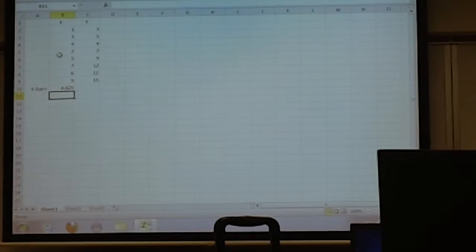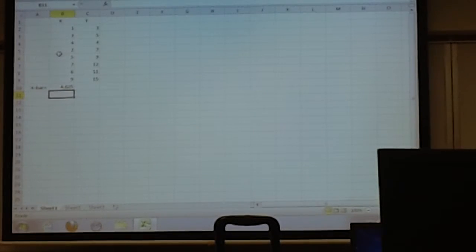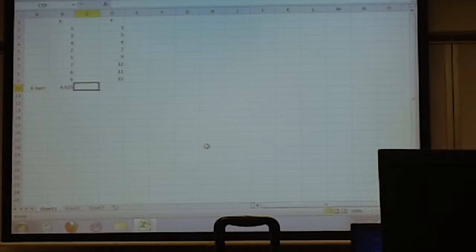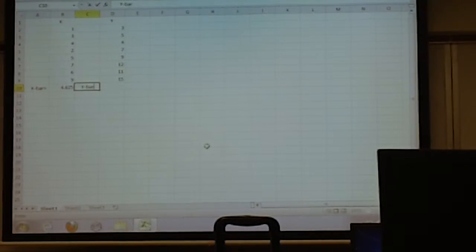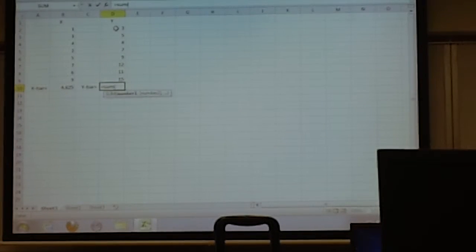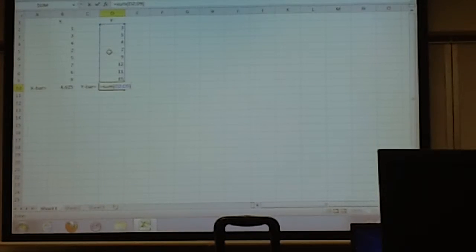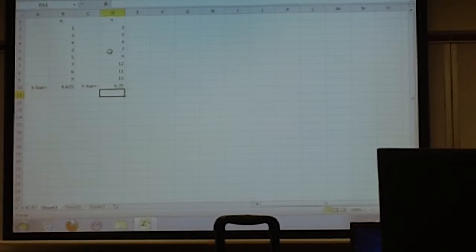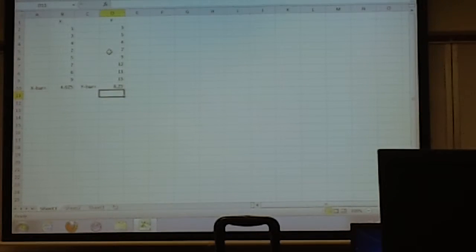And you thought average is wrong for baseball. Now we'll do the same for Y. So now we have two of the numbers that we need in our matrix. We have X bar and Y bar.